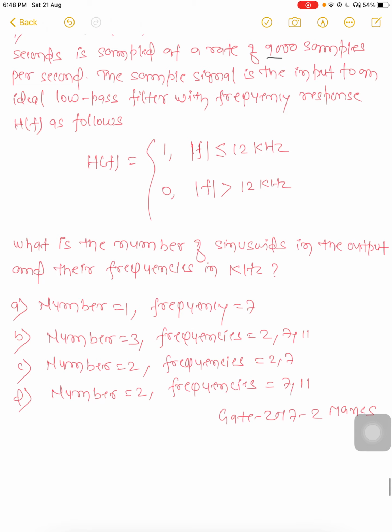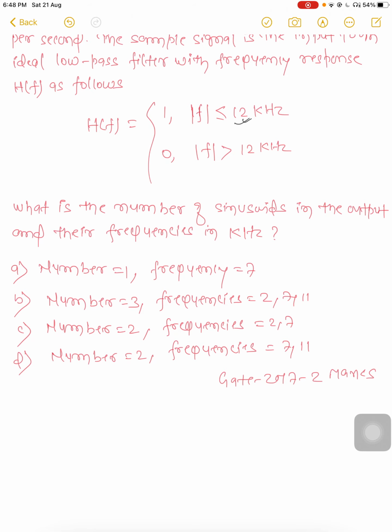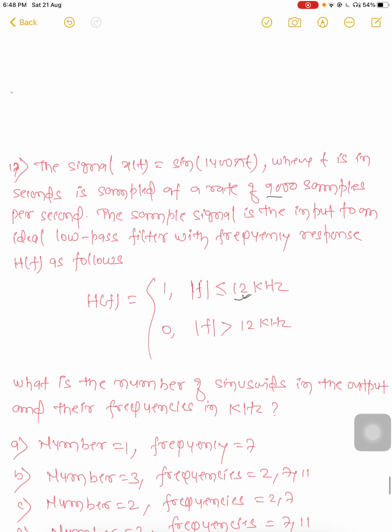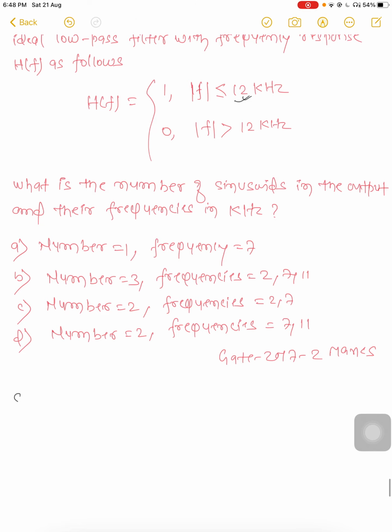The frequency response H(f) is as follows. The cutoff frequency is given from here, 12 kilohertz. What is the number of sinusoids in the output, and their frequencies in kilohertz?